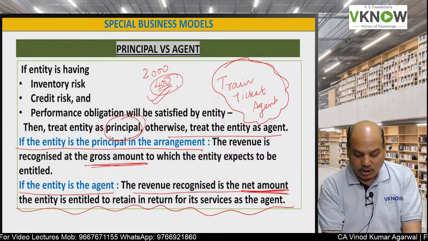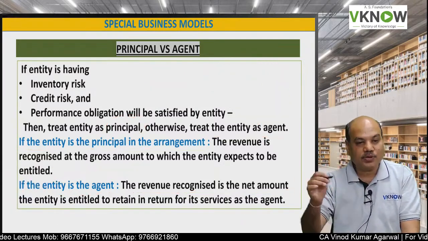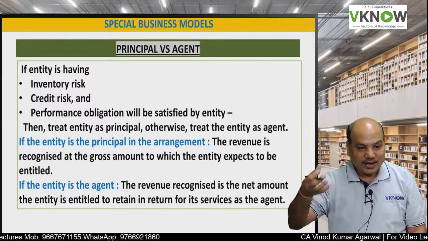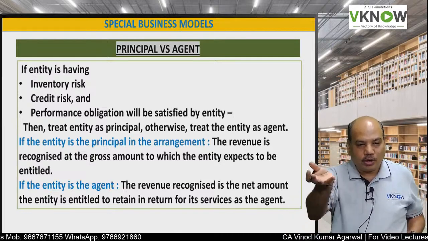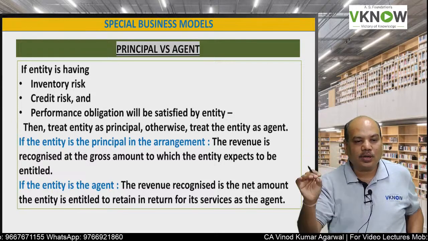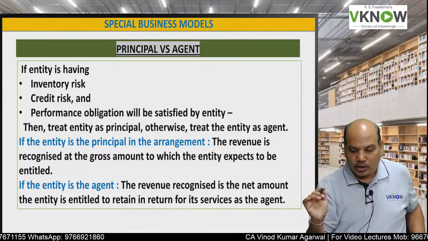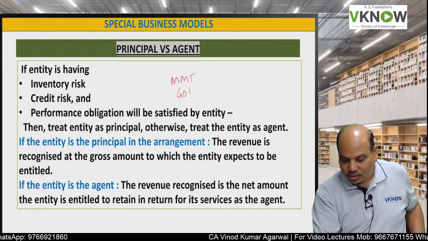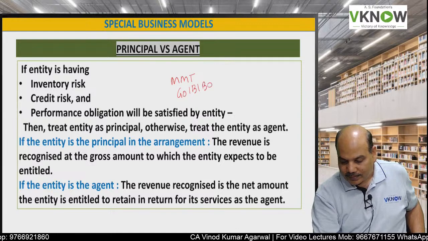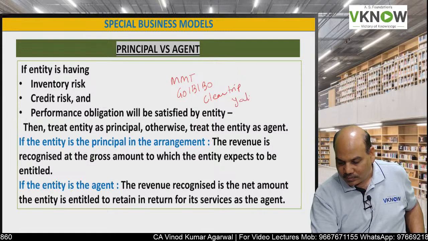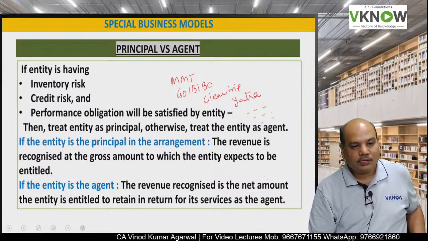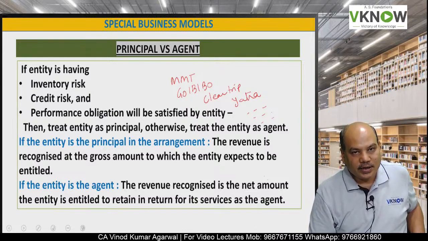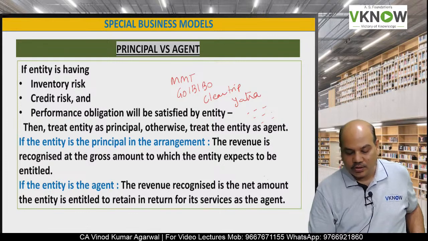This is important because nowadays there are many websites acting as an agent, but in order to improve their top line, they are showing the gross amount as revenue. So when you do an audit of such companies, Make My Trip, Go Ibibo, Clear Trip, Yatra, etc., one has to check whether they are acting as a principal or as an agent.